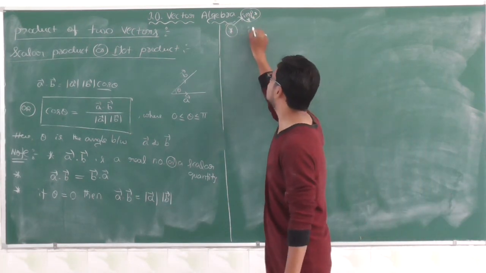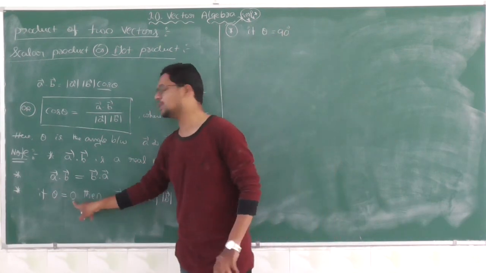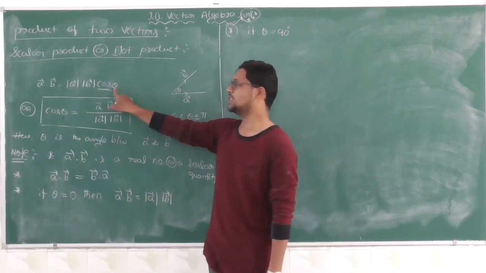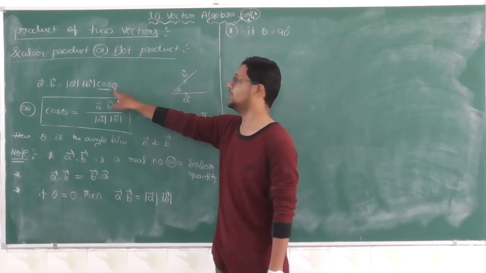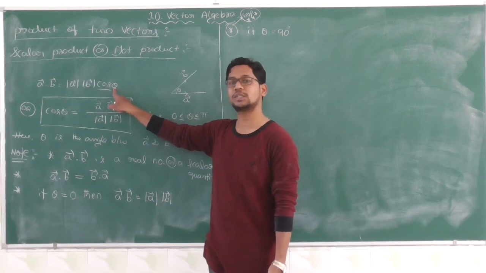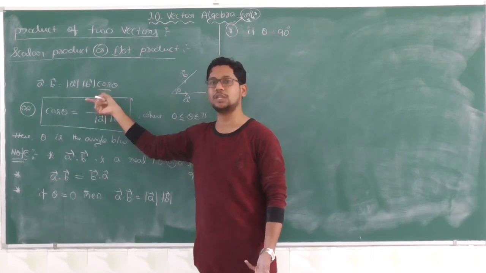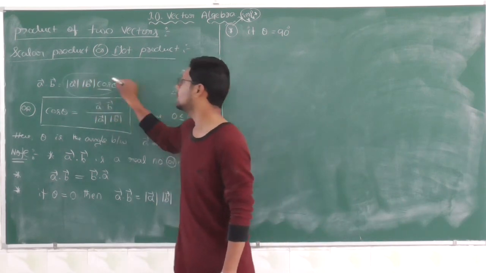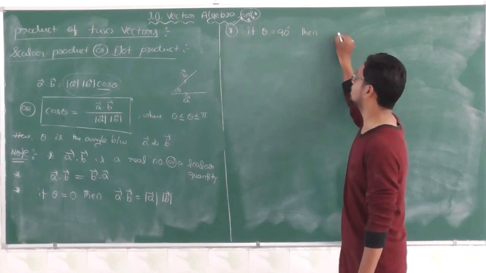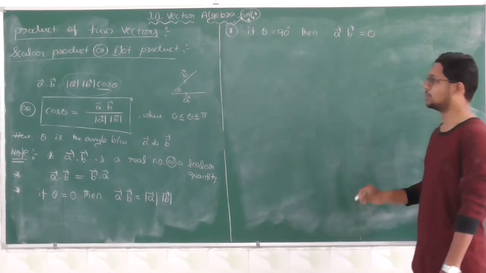If theta equals 90 degrees, you just put 90 in place of theta. What will come? Cos 90 is how much? Cos 90 is 0. Then 0 into magnitude A, magnitude B is how much? 0. This entire part will be 0. Then if theta equals 90 degrees, A dot B equals 0.